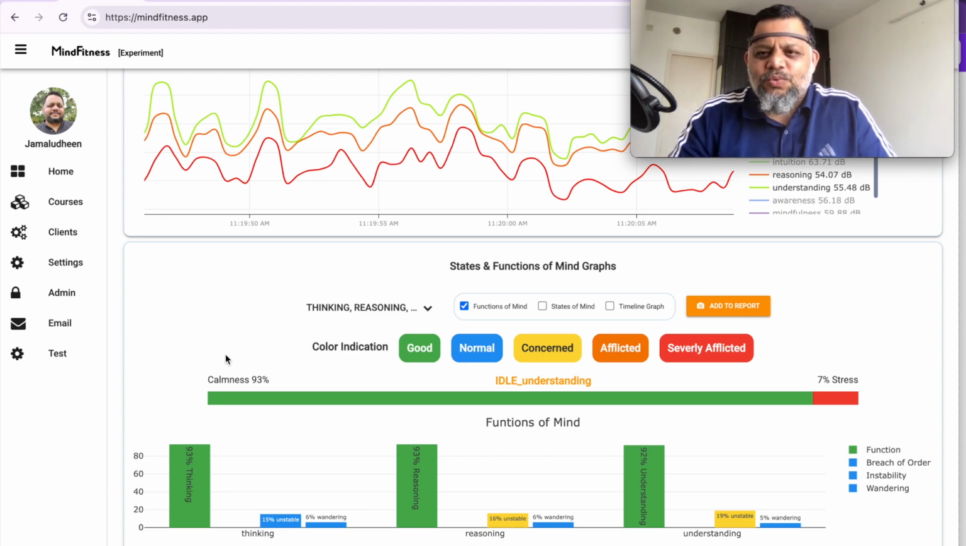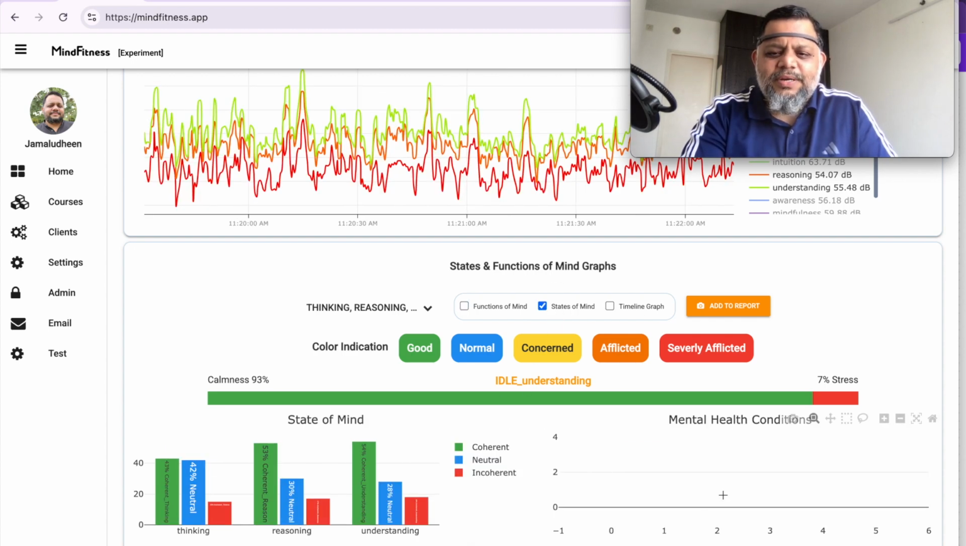What you need to do is avoid wandering, build stability in the mind, and make sure you follow your order in the mind. That means your thinking process should never overpower the other functions, your reasoning should not overpower the other functions, your understanding should not overpower other functions. If you had overpowered the other functions, it would have come here. If you had thinking disorder, overthinking disorder, it would have come here. If you had anxiety, it would have come here. If you had judgmental issues, it would have come here.